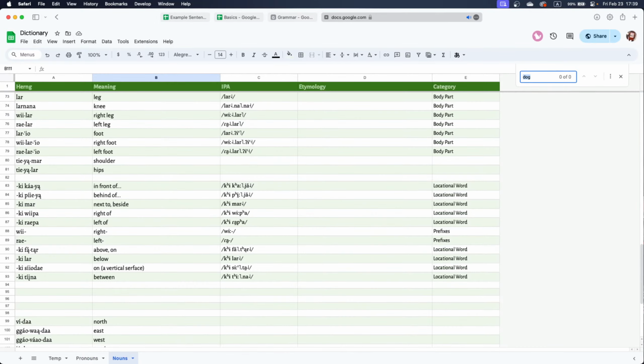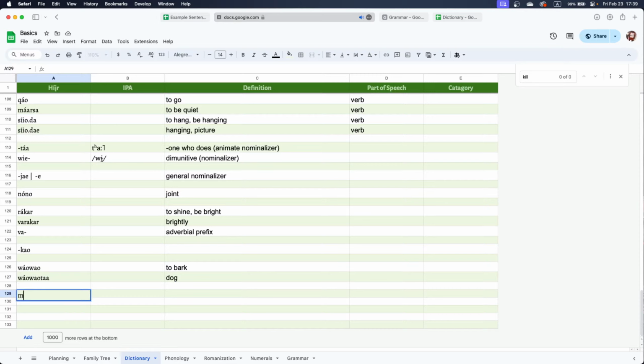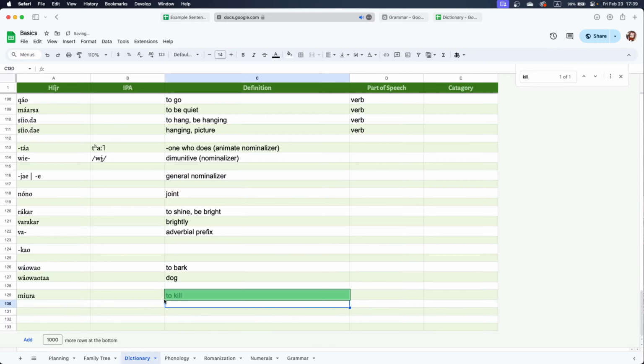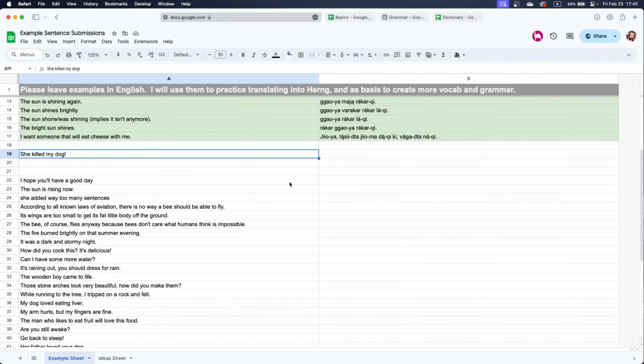And then I think I have a word for kill. No? No. Mura, to kill. Mura, mura, to kill. So there you go. Nganga hiki wawataya muradi. That looks pretty good if I do say so myself. Go put that back in here.